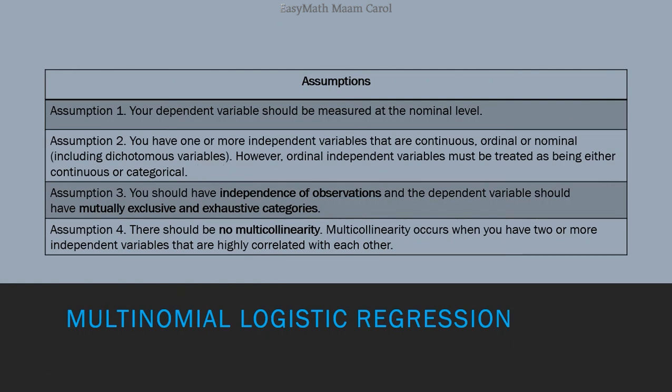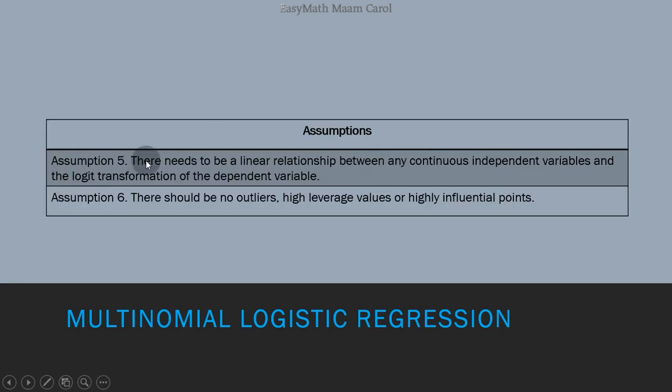And then sa assumption 3, you should have independence of observations. And then no multicollinearity. And then there needs to be a linear relationship between any continuous independent variables and the logit transformation of the dependent. So gagawa ka na naman ng test. And then no significant outliers. So bali yan yung mga assumptions that you need to satisfy. Your data needs to satisfy to be able to perform logistic regression.